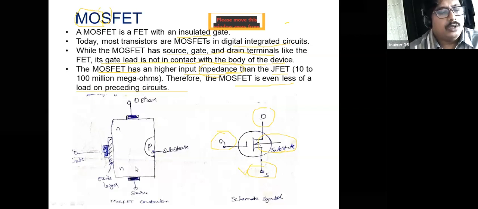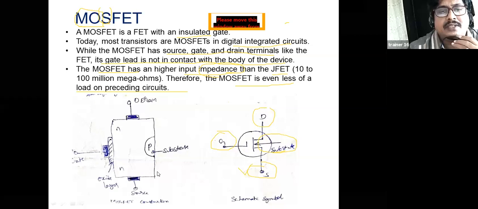That is only one region, the P substrate. The other side is an N type semiconductor region on the drain side, and the source side is also an N type region. That means this side is completely P type, and this side is completely N type, with N type semiconductor on the source and on the drain.